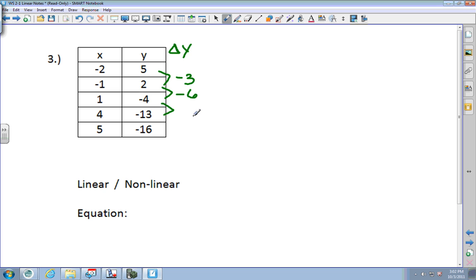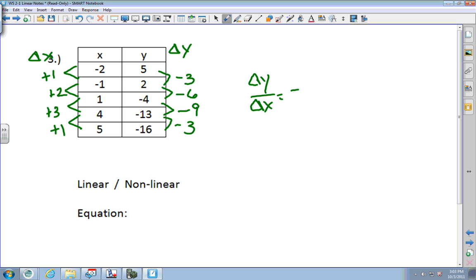Going from negative 4 to negative 13 is negative 9. And now I'm going back to negative 3. Delta x right here: plus 1, plus 2, plus 3, plus 1. So now I do delta y over delta x. I get negative 3 over 1, which is negative 3. Negative 6 over 2, negative 3.